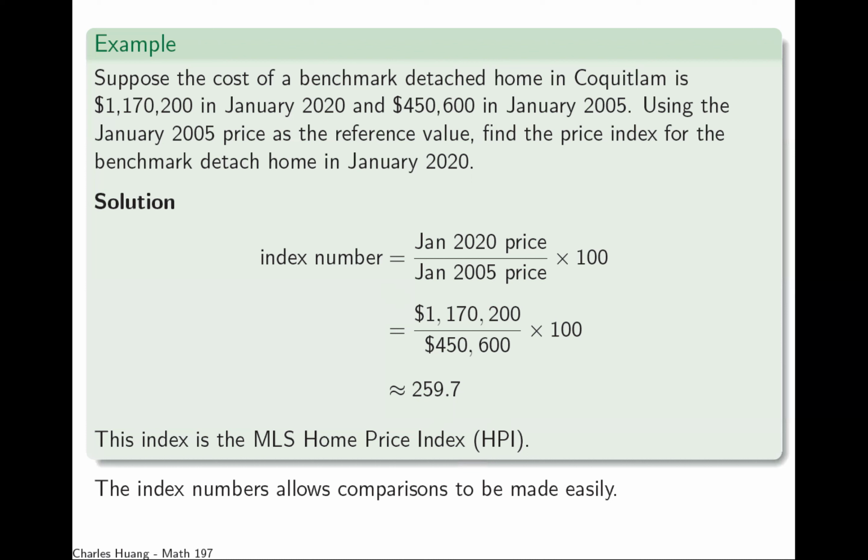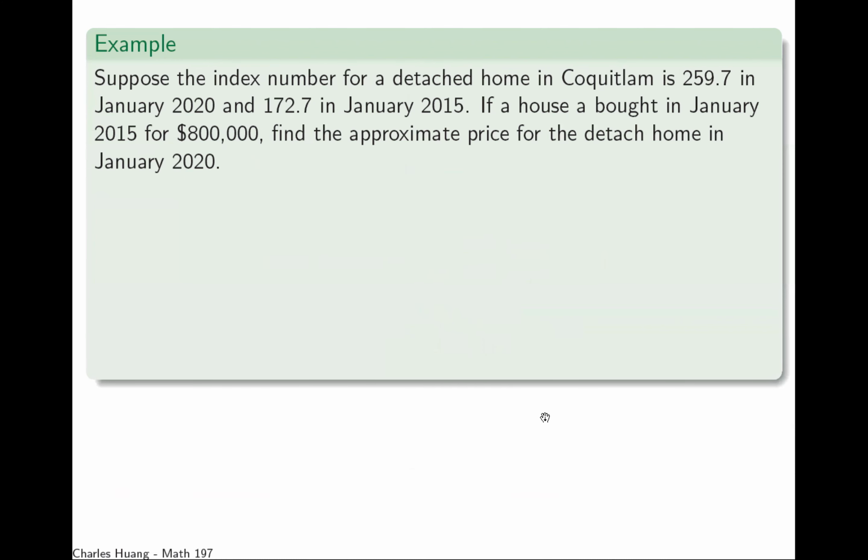Now, it just so happened that this price index that we have calculated over here is what the real estate board, what the agents use to tell us that the price of the home always goes up. And we can use the same index number to find out how our home appreciates in value. So let's say in 2015, we bought the house for $800,000. How much more would it be in 2020? How much would it be worth later on?